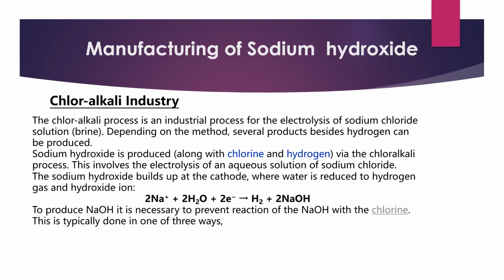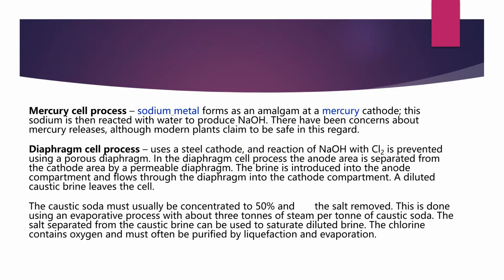The sodium hydroxide builds up at the cathode where water is reduced to hydrogen gas and hydroxide ion. To produce NaOH, it is necessary to prevent reaction of the NaOH with chlorine. This is typically done in one of three ways: mercury cell process, diaphragm cell process, and membrane cell process. Firstly, we discuss the mercury cell process.